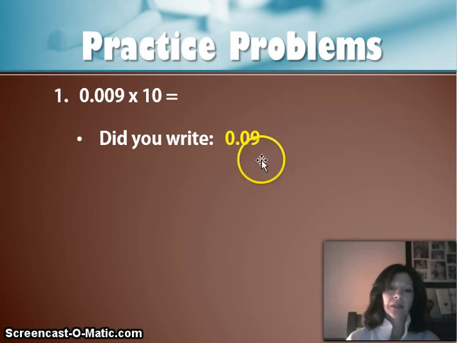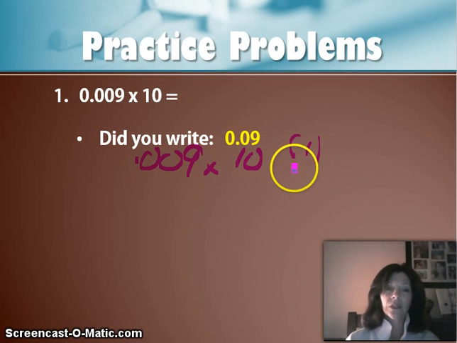All right, did you write 9 hundredths? Let's look at this together. If you had 9 tenths, hundredths, thousandths times 10, there is 1 zero, so you're only going to move your decimal point one place to the right. So you're going to take this decimal point and move it one place to the right. When you do that, you will end up with 9 hundredths.